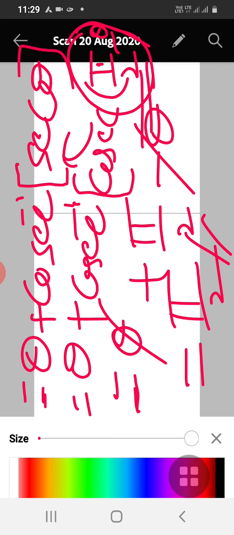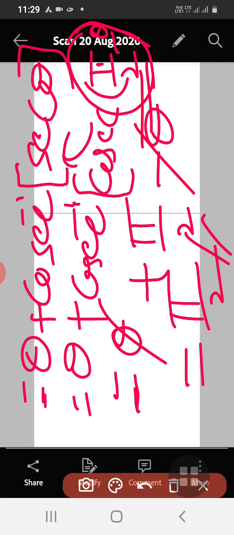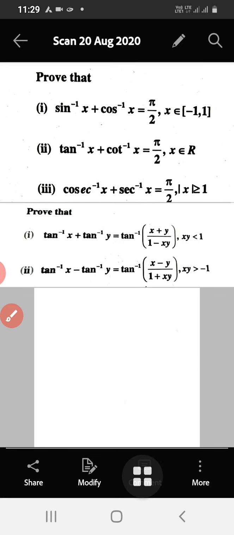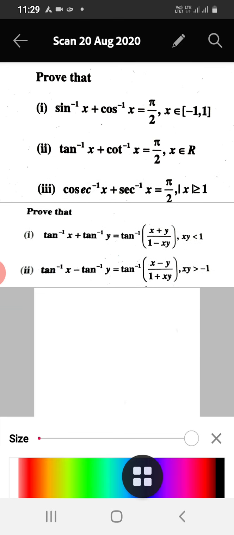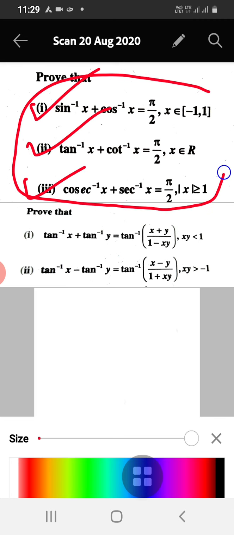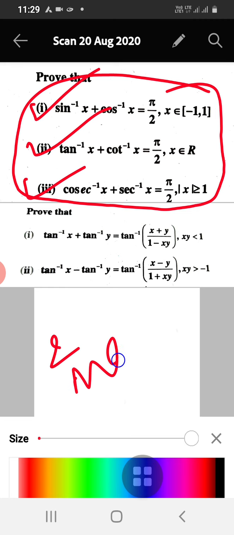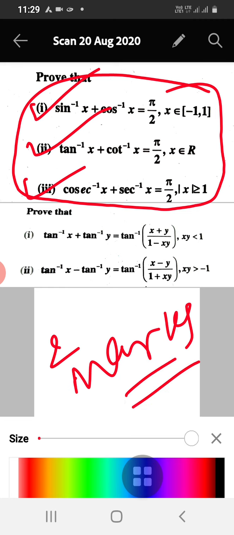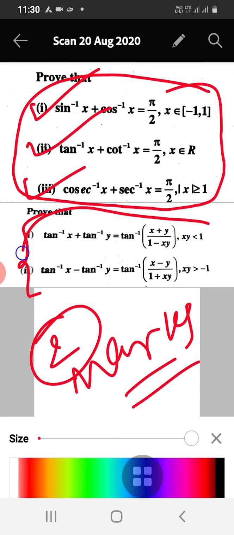So we have proved the previous results. Let us observe here: sin inverse x plus cos inverse x is equal to pi by 2, tan inverse x plus cot inverse x is equal to pi by 2, cosecant inverse x plus secant inverse x is equal to pi by 2. So we have proved these three results. These may carry 2 marks in part B. So you can refer to the proofs in this video and practice them correctly. We shall do the proofs of the other two results in the next video. Okay, thank you.